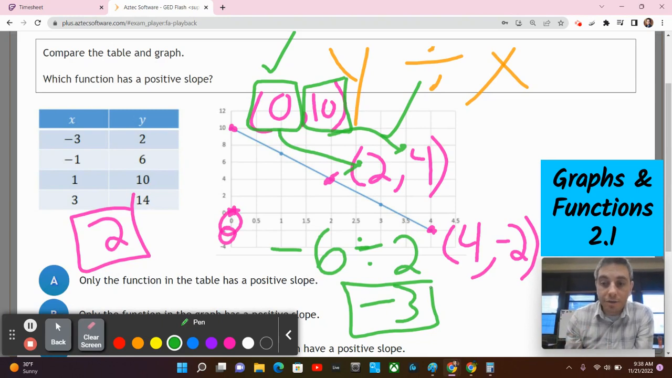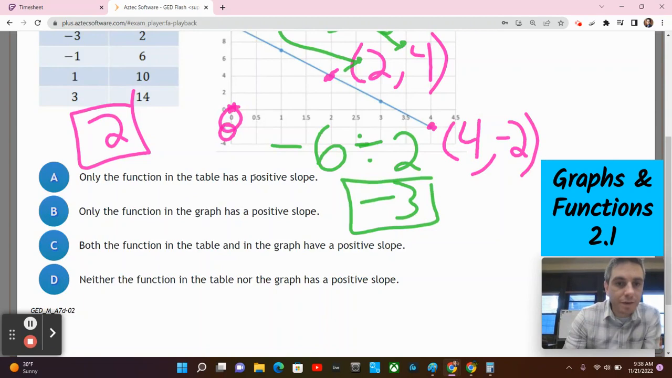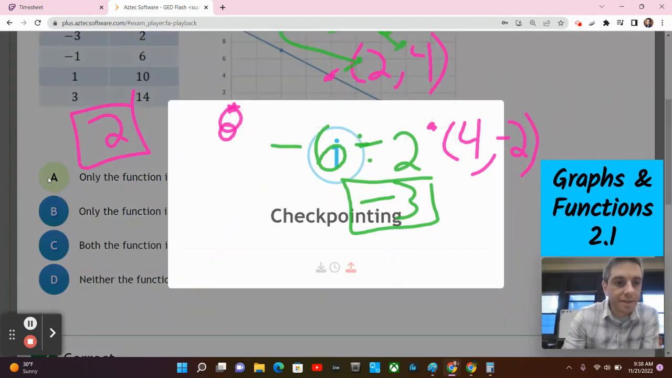So it looks to me like the table has a positive rate of change at positive 2, whereas the graph has a negative rate of change at negative 3. So only the function in the table has a positive slope. That's true. That's the answer.